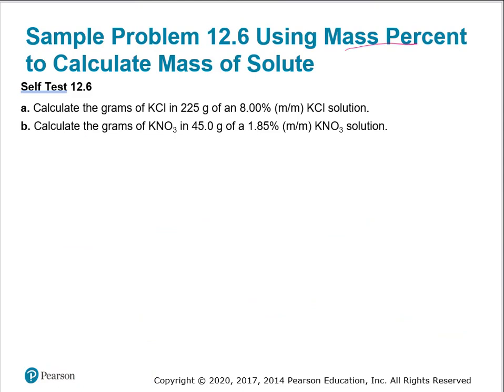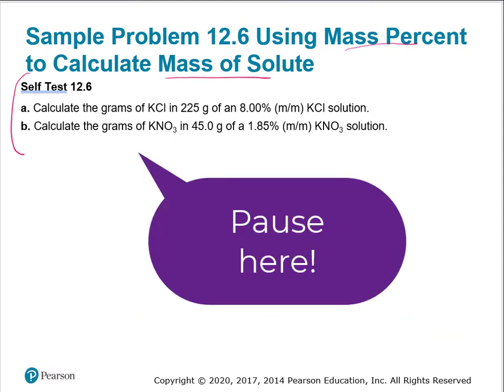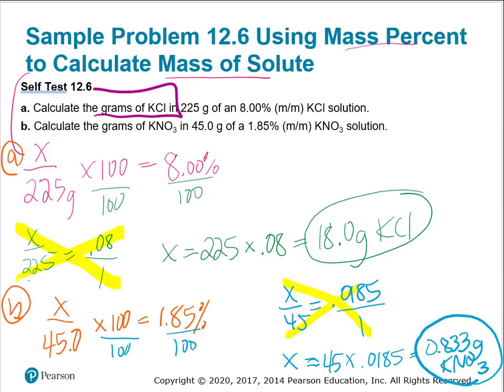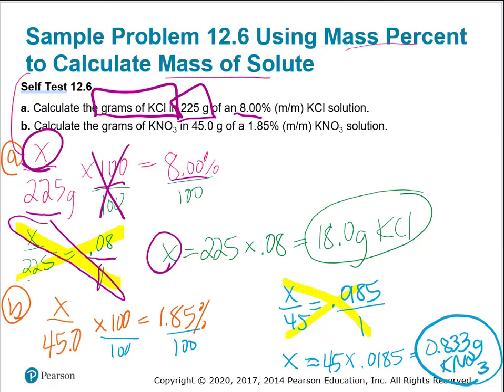This one is using mass percent to calculate the mass of the solute. Pause the video here and try to put together A and B. Here we go. Letter A, we want to calculate the grams of KCl. So that's my X, my part, over the whole, which is 225. So that's my denominator. And then I wrote times 100 to equal 8%. So then I just divided both sides by 100 to get rid of that, leaving me with X over 225 is equal to 0.08. And I just wrote 0.08 over 1 so I could cross multiply, giving me X times 1, which is X, and then 225 times 0.08, which would give me, with 3 significant figures, 18.0 grams of potassium chloride.